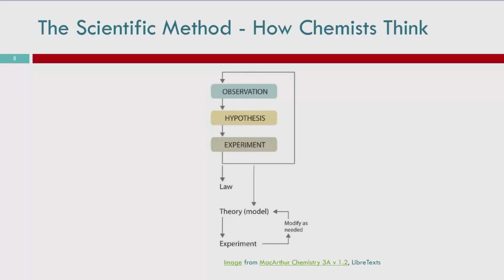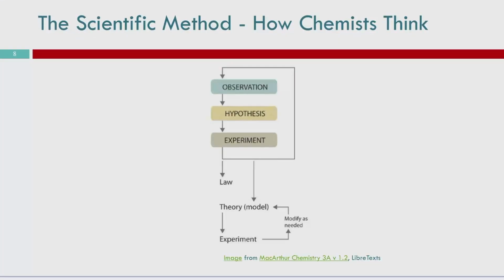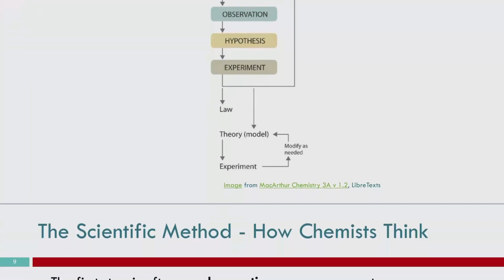This is one representation of what the scientific method might look like, where you start with an observation, just something that you notice about the world. You come up with a guess. You do some experiments. The experiments might lead you to make more observations, to come up with a new hypothesis, to rework your hypothesis, and so on and so forth.